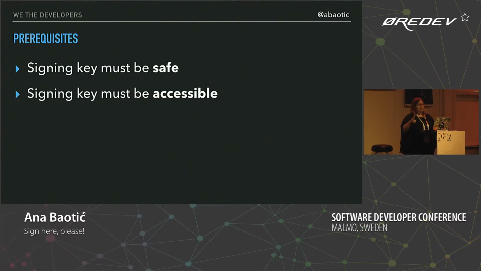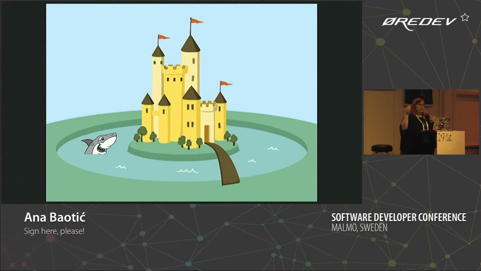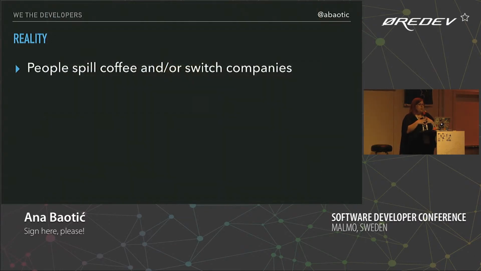Now, again, we have two requisites that go against each other. And the way to envision it is like a castle and a moat, where once you have an entrance to the data and you can get to the data, somebody else can get to it too. So we're trying to be able to get to something, and yet we need to prevent everybody else from getting to it. Now, the reality is that people spill coffee or tea or whatever they're drinking in the morning, and eventually they switch companies. It's not expected of you to work at the same company for 10 or 15 years.